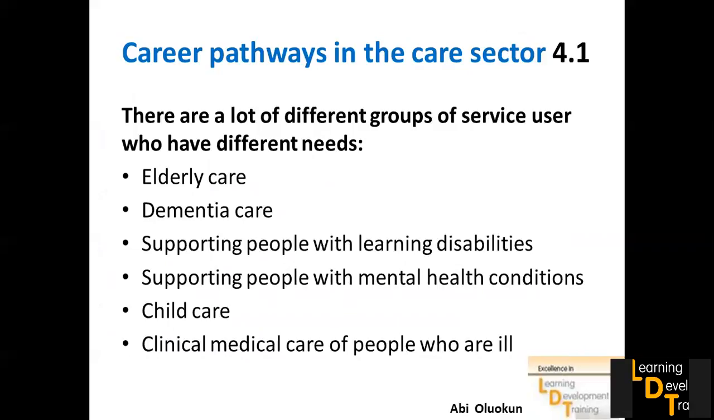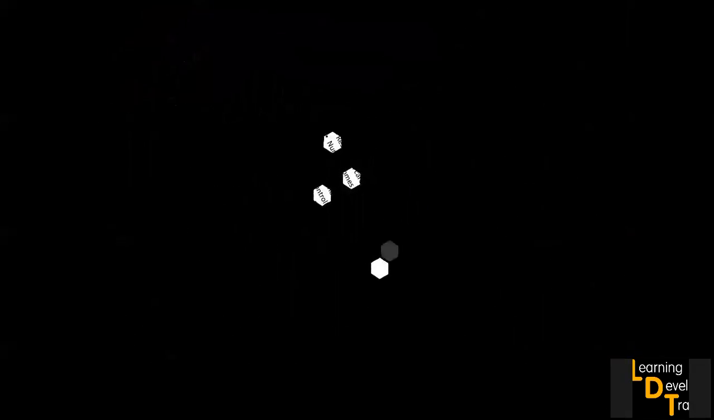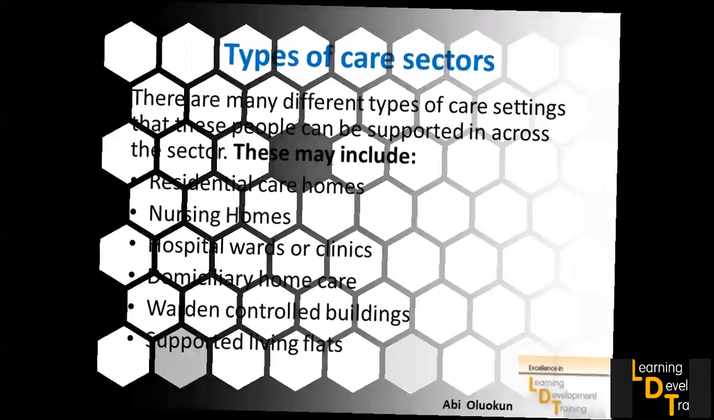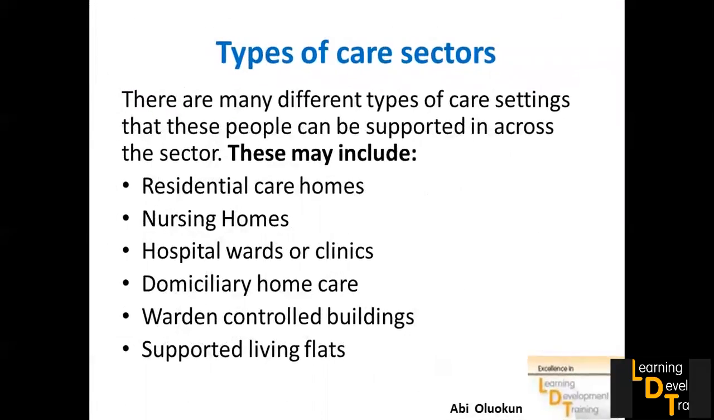So you might be working with elderly care or dementia care, supporting people with learning disabilities. Are you working with people with mental health conditions? Or maybe childcare. Some of you might be working in the hospital, NHS, and that will be clinical medical care of people who are ill, you see. So there are different groups of people that you will be working with. However, the types of care sector that you work in is part of what can enhance progression.